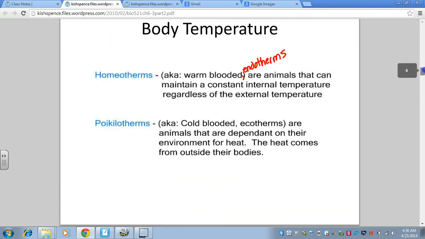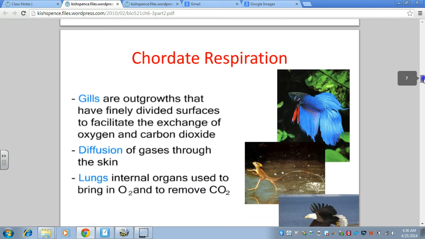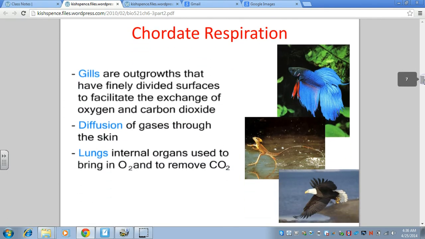So as we're going through, we know that all chordates have bilateral symmetry. They are triploblastic, and they are coelomates. But we're going to look at them in terms of their body temperature. Are they homeotherms or are they poikilotherms? Are they warm-blooded or cold-blooded, for instance? Then we're going to look at how they breathe.